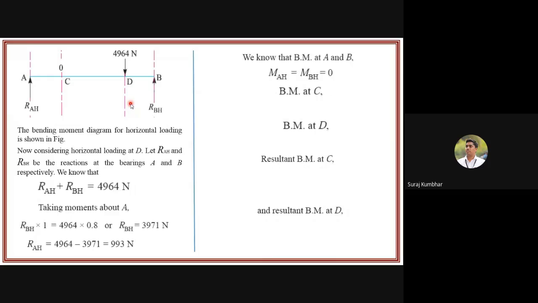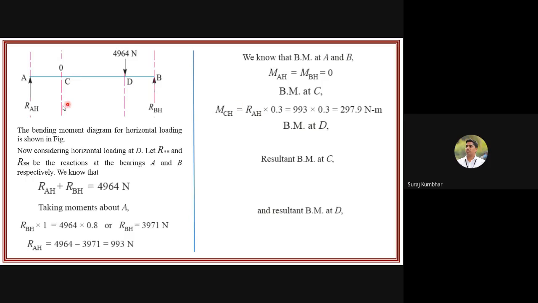Zero. Again, as in the previous case, bending moment at A in horizontal direction and bending moment at B in horizontal direction is zero. Now your task is to find out bending moment at C and bending moment at D in horizontal direction. Okay, now bending moment at C is RAH into this distance and bending moment at D is RBH into this distance.